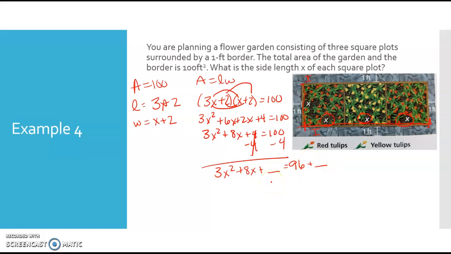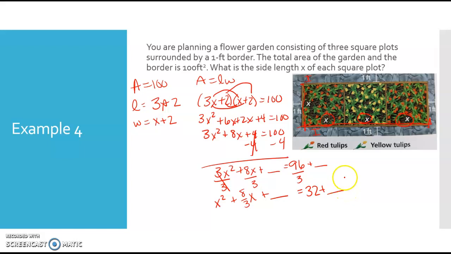Now, the issue is when we're doing completing the square, we only want 1 in front. So I've got to divide everything by 3. Not my blanks yet, right? So now after I've divided everything by 3, I have x squared plus 8/3 x plus my blank equals 96 divided by 3, which is a whole number, 32, plus blank.